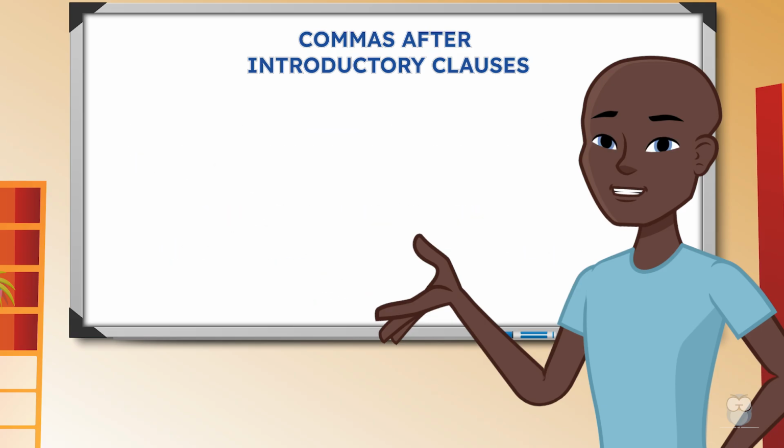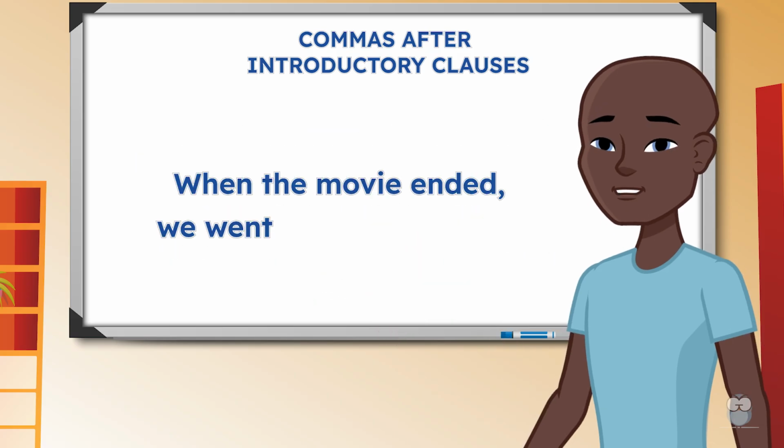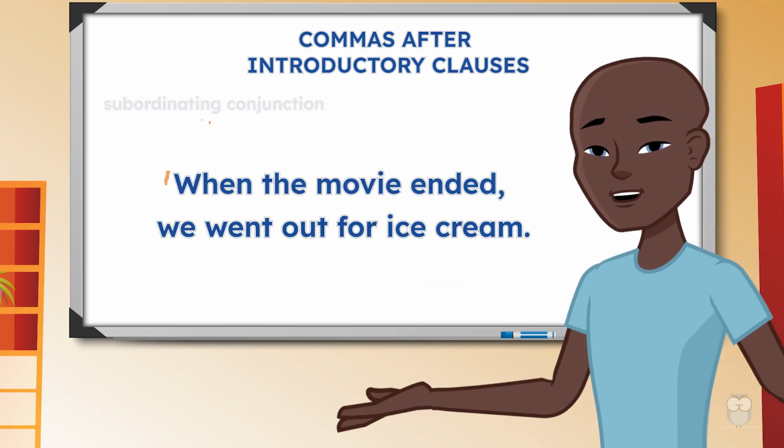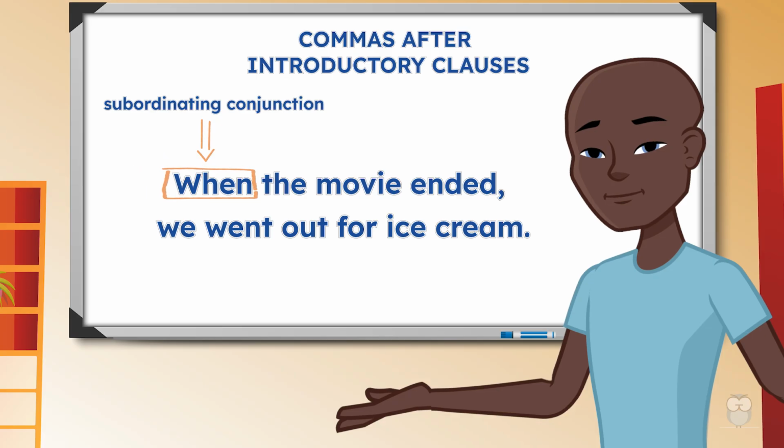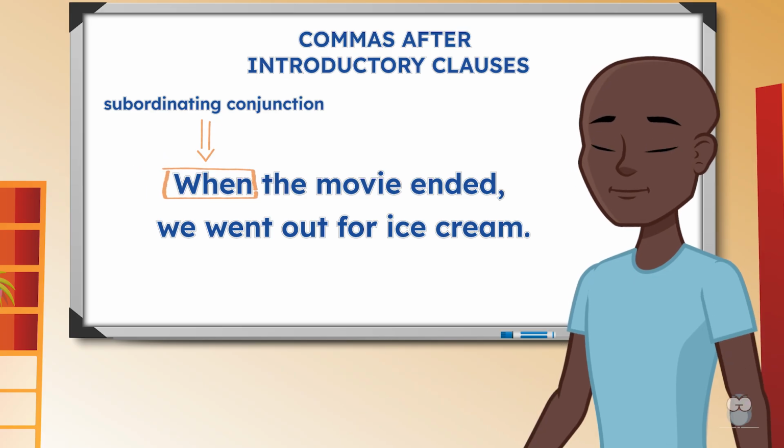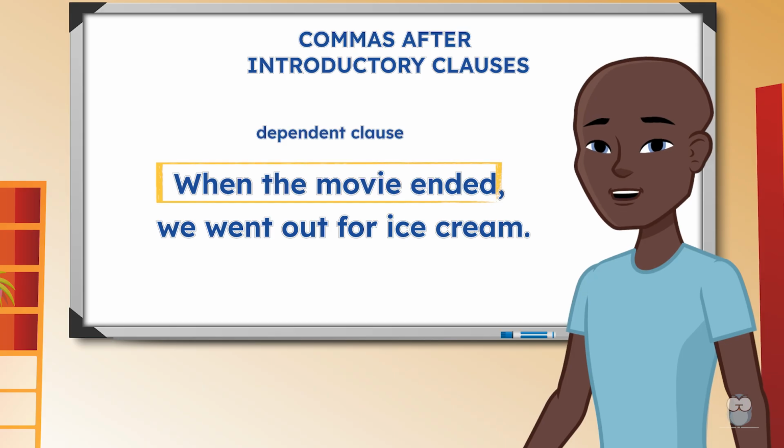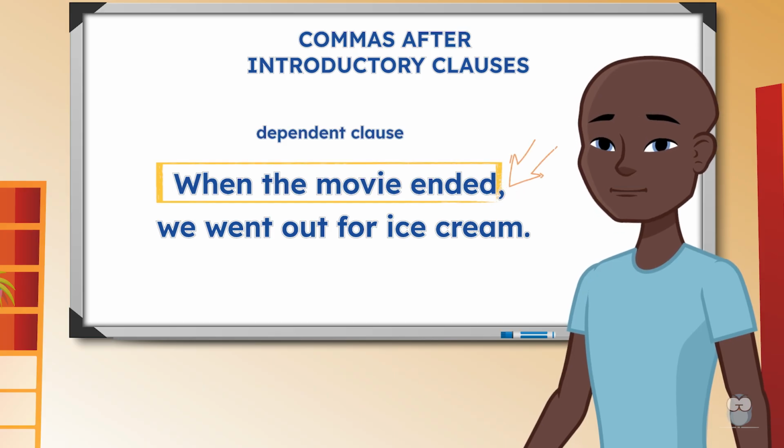Check out this sentence. When the movie ended, we went out for ice cream. See the subordinating conjunction at the beginning? The word when? Notice how it starts out that dependent clause, when the movie ended. So when a dependent clause comes at the beginning of a sentence, we set it off with a comma. It's that simple. Let's try again.